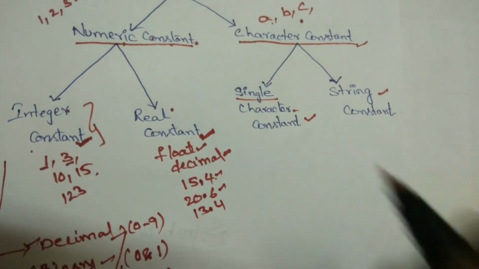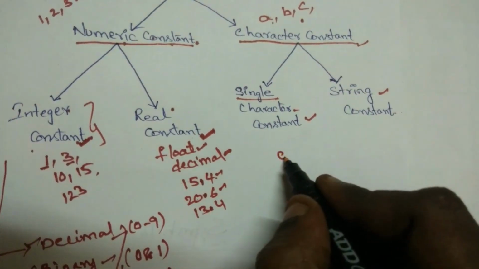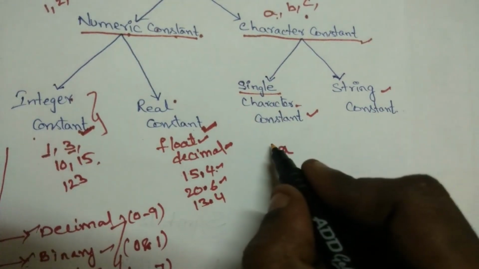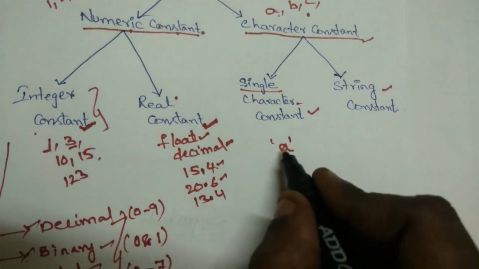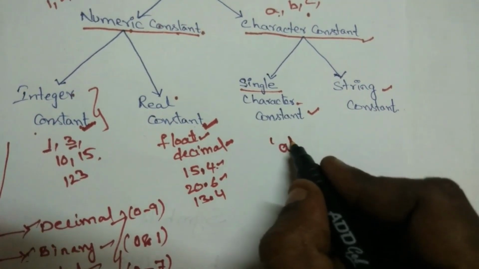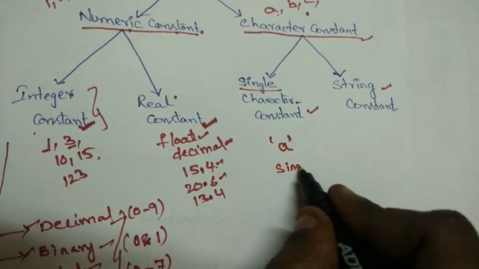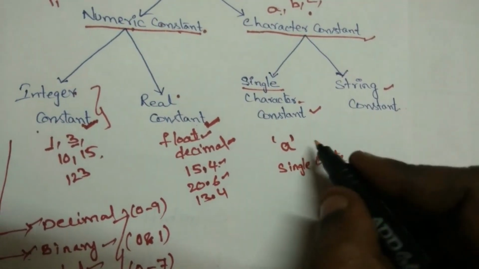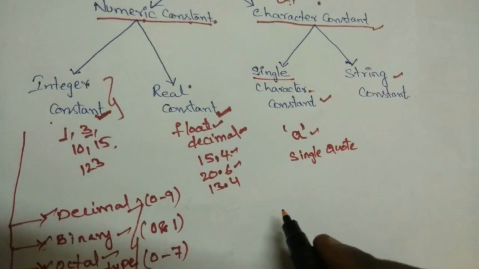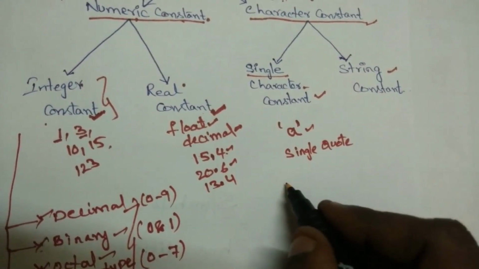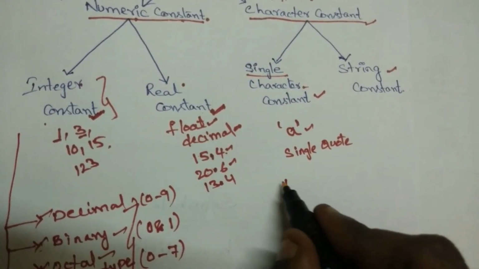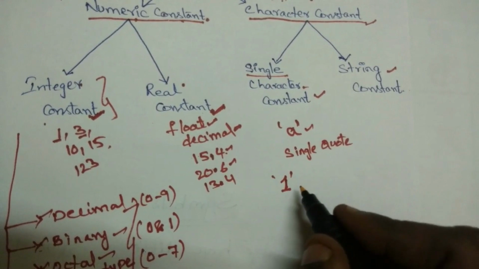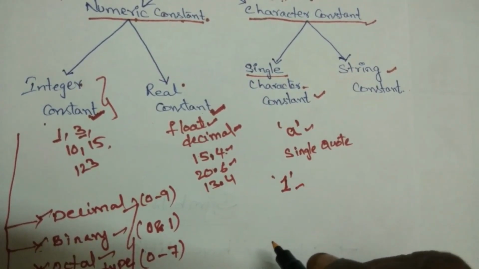What is meant by single character constant? Suppose A is one character, right? Then how can we say it is a character constant? Whenever we represent a character within single quotes, or single quotation, it is called a single character constant, right? Otherwise, suppose I take 1, it is numerically a number. If we represent it within the single quotation, it is also considered a single character constant.